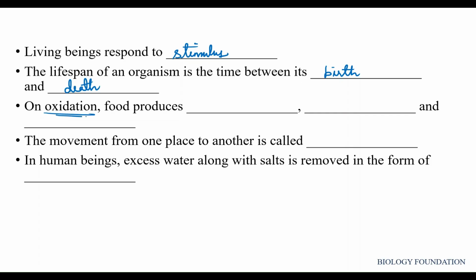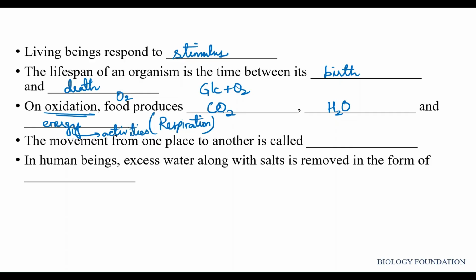Oxidation means upon addition of oxygen, okay, to food. So when food is mixed with oxygen, it produces what? Carbon dioxide, water, and energy. And what is this process called, students? Respiration. And where is this energy being utilized? For performing various kinds of activities. And this carbon dioxide is being exhaled out. And what about the water that is being produced? It is being utilized for various reactions that take place inside the cell.